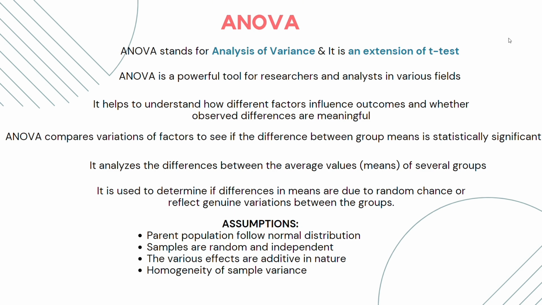It is used to determine if differences in means are due to random chance or reflect genuine variations between the groups. Assumptions for ANOVA are: parent population follows normal distribution, samples are random and independent, the various effects are additive in nature, and homogeneity of sample variance.